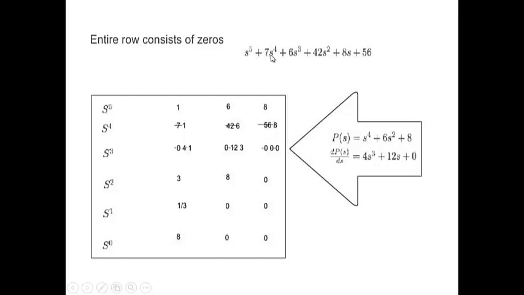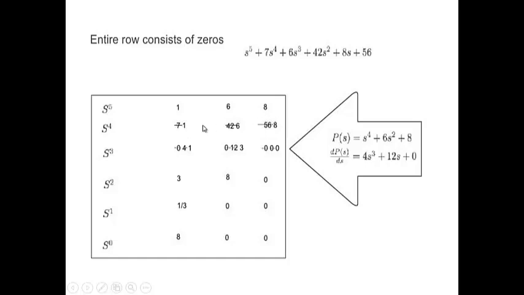S5 tambah 7S4 plus XS3 plus 42S2 plus 8S plus 56. So macam biasa, you susun mengikut highest order to lowest order. So from here you fill the coefficient of the term 1, 7, 6, 42, 8, 56. So from the S4 row here, kita boleh simplifikan kerana boleh dimudahkan, iaitu 1, 6, 8 apabila dibahagikan dengan 7.